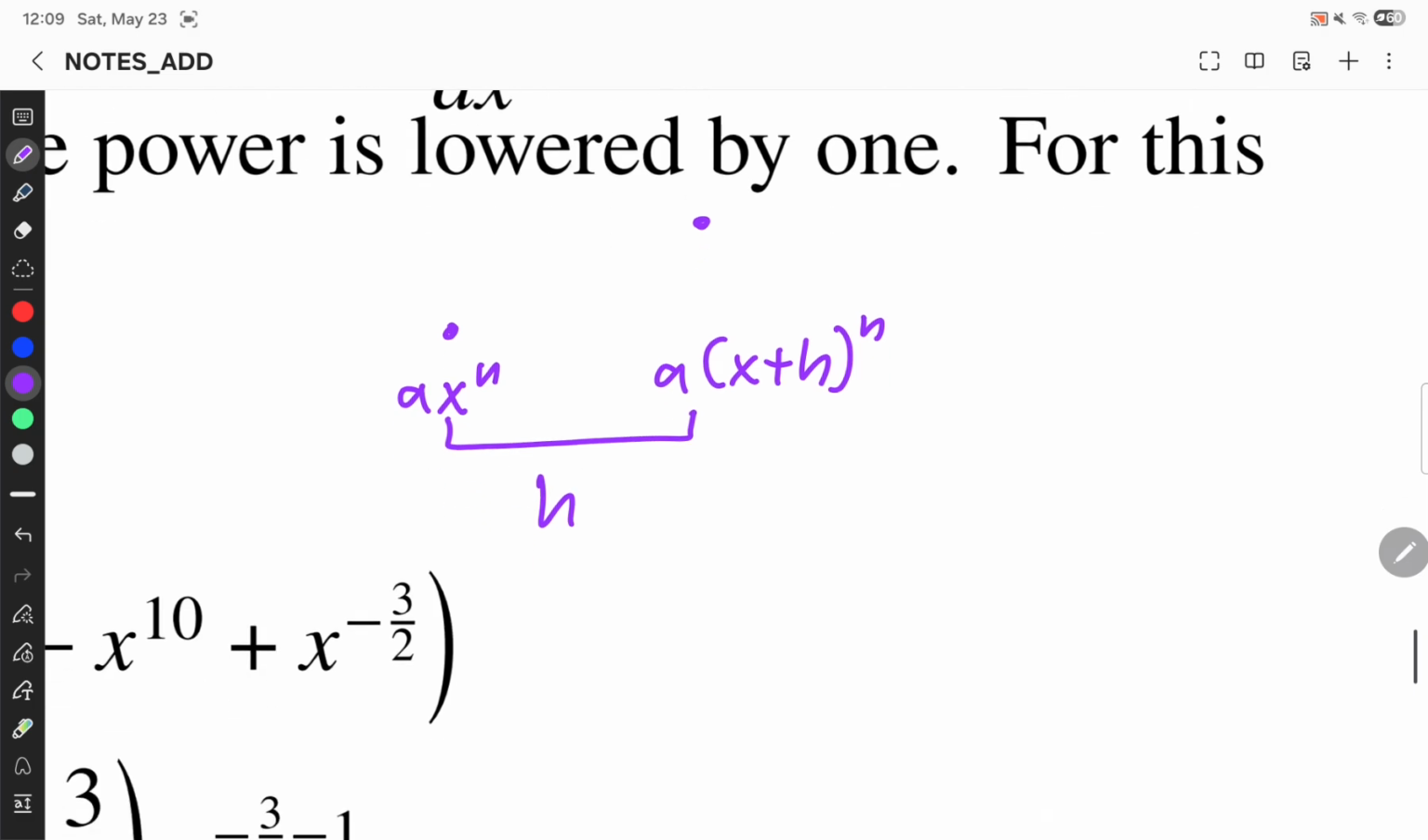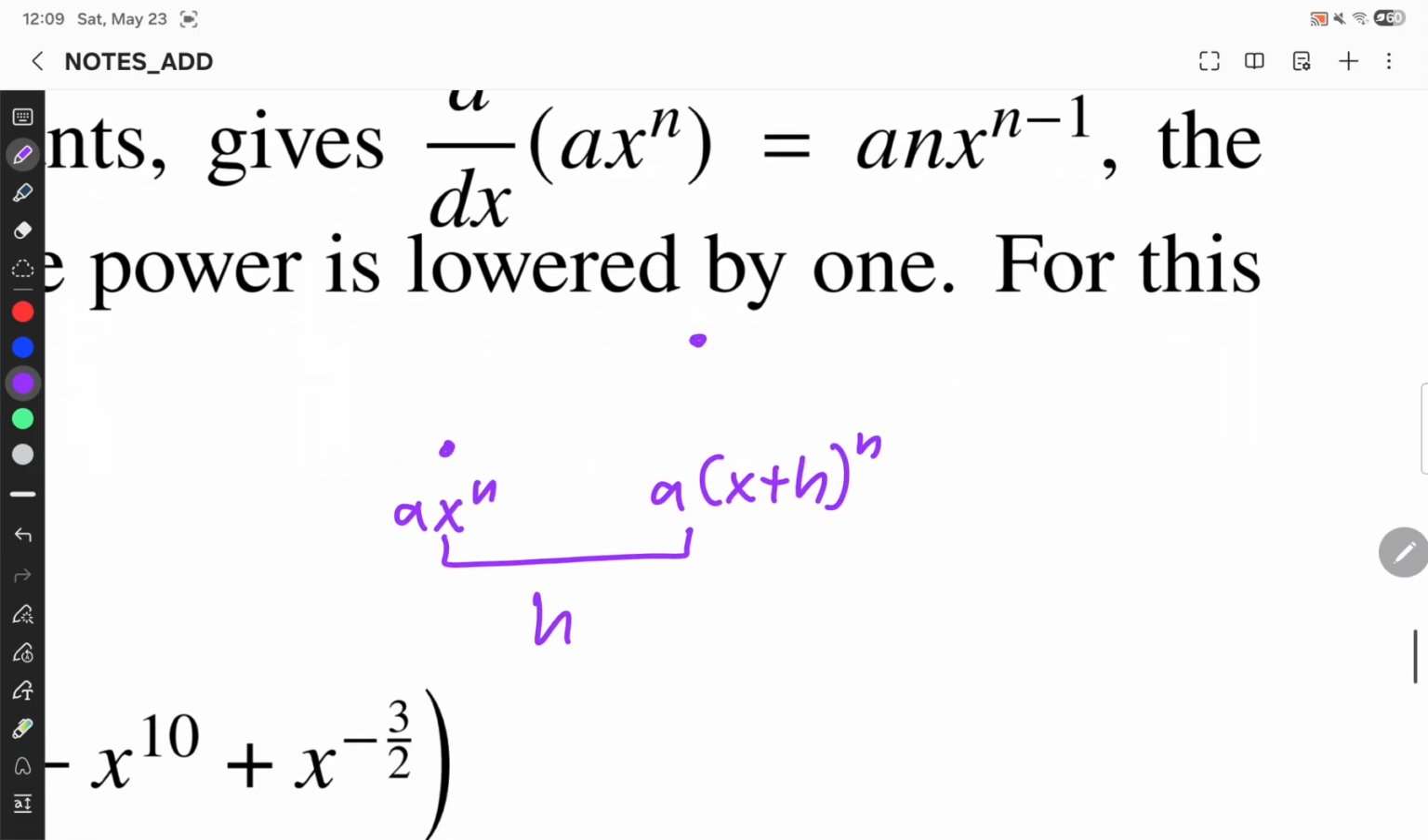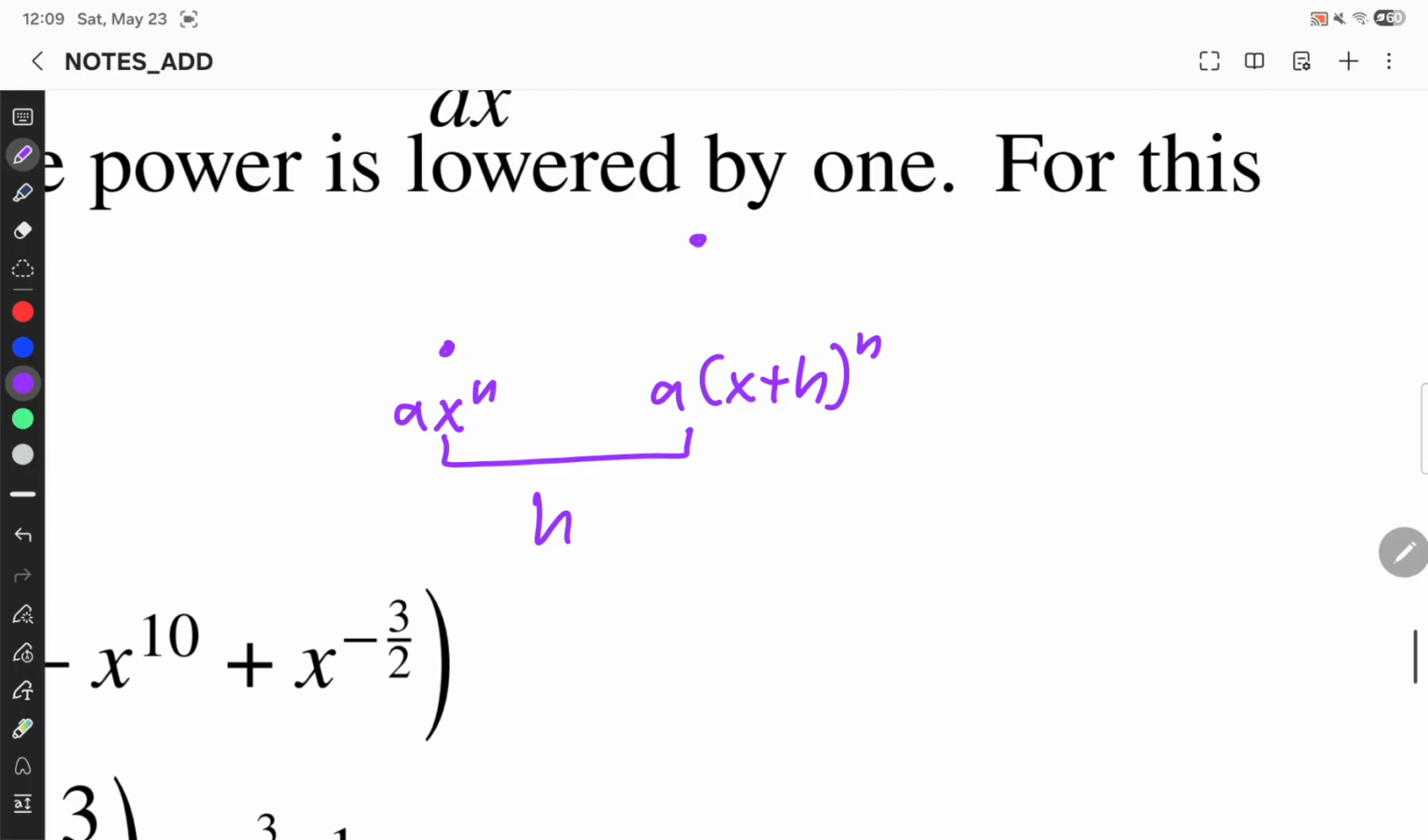Right? Now we want to find the slope. The slope of our function is ax to the n, and we want to find the tangent at this red point.